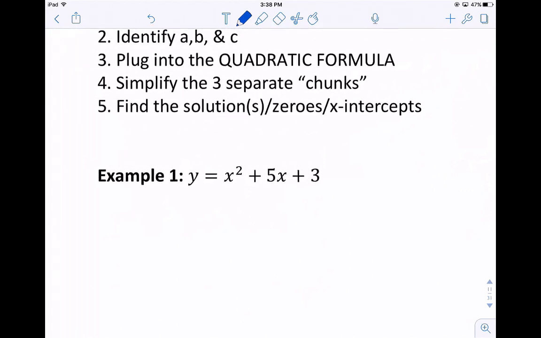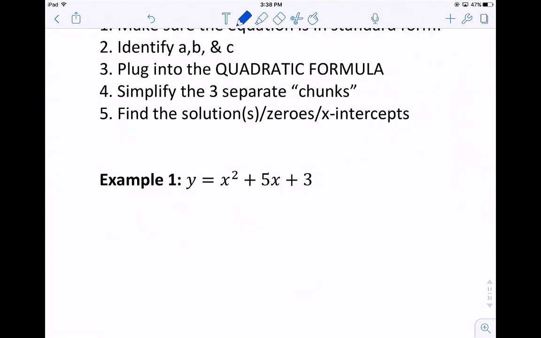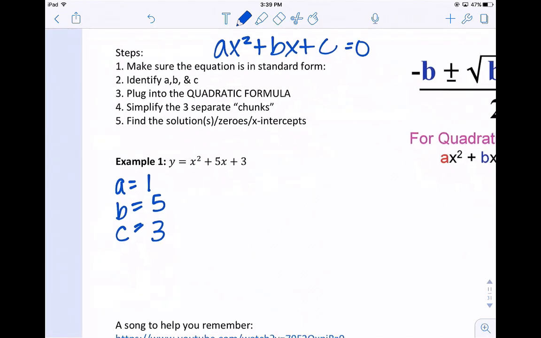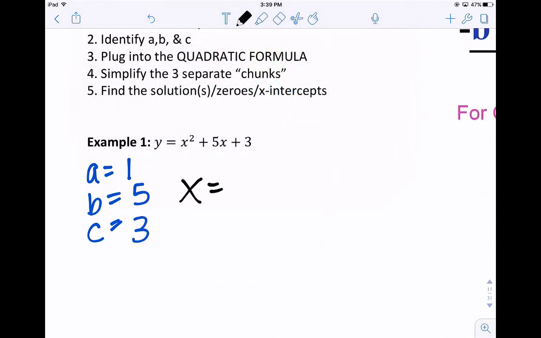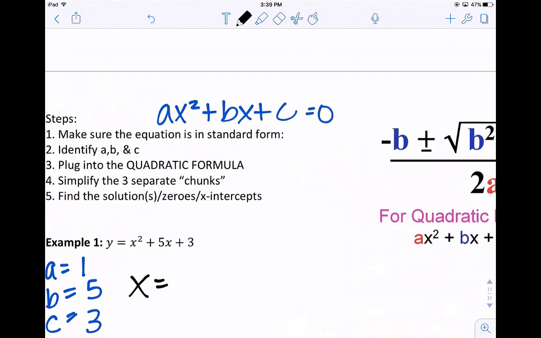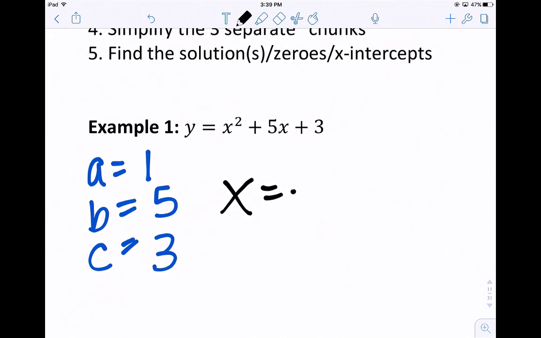All right, so first step, it's in standard form already. So we're going to find a, b, and c. A is the number next to the x squared. So if there's not a number next to the x squared, it's a 1. B is the number next to the x. Here's 5. C is the number by itself. So here's 3. All right, so now we plug into the formula. So it's x equals, she said -b, but it's going to be the opposite of b. So the opposite of 5 is -5.